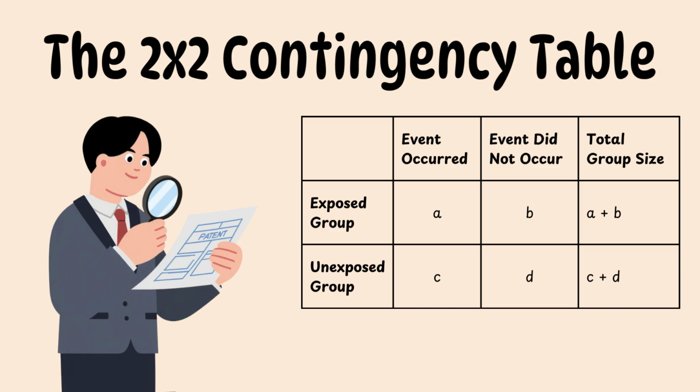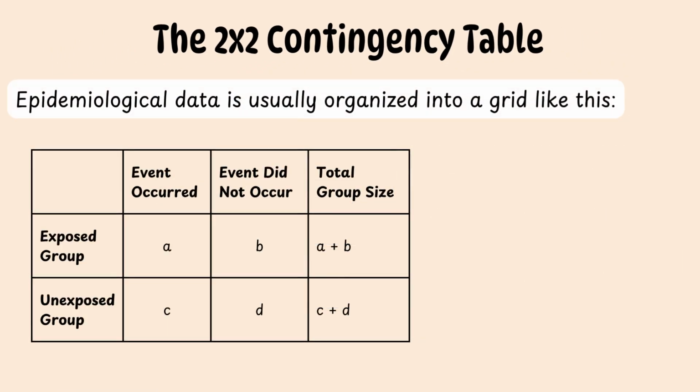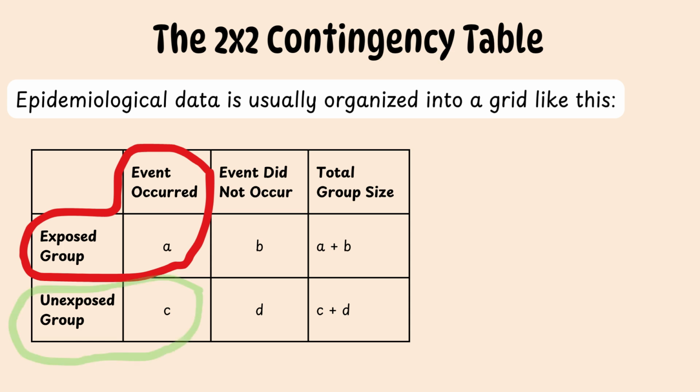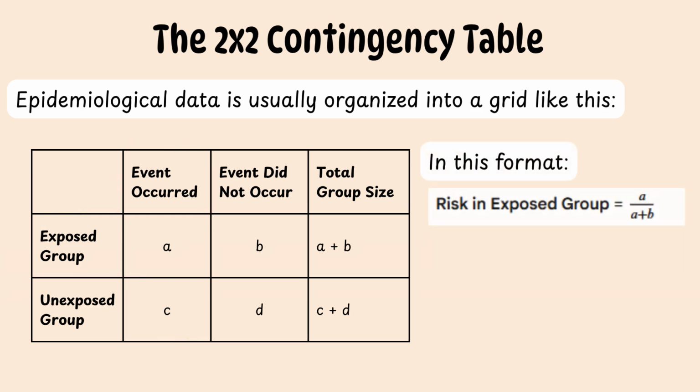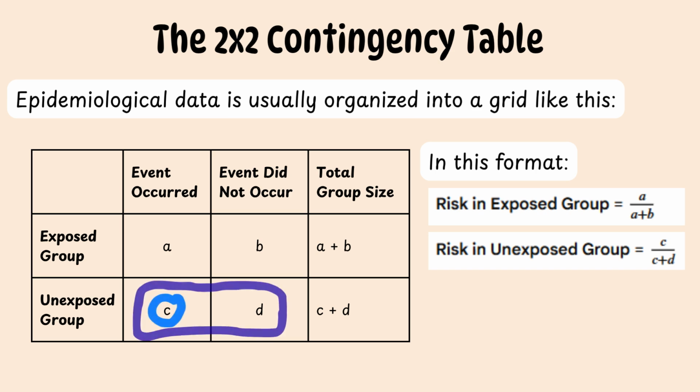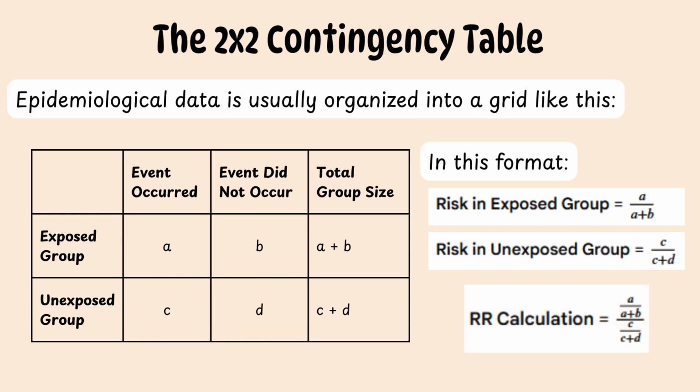Let's use the 2-by-2 contingency table. Epidemiological data is usually organized into a grid like this, that shows the data of cases occurring in the exposed group and the unexposed group. In this format, the risk of cases in the exposed group is the exposed cases divided by total exposed people. The risk of cases in the unexposed group is the unexposed cases divided by total unexposed people. So the relative risk is calculated by the risk in the exposed group divided by the risk in the unexposed group.